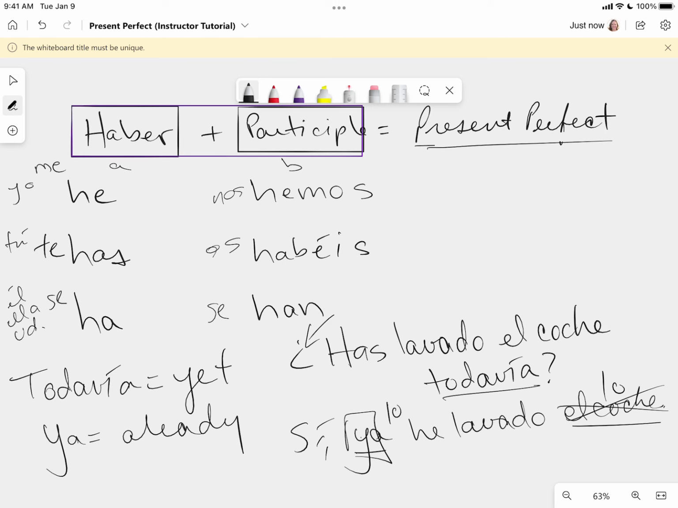Okay, so that's just a quick example of how todavía and ya can be used in examples in this verb tense. Okay, hopefully that helps you. Let me know if you have any questions.